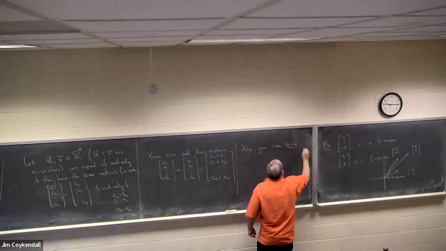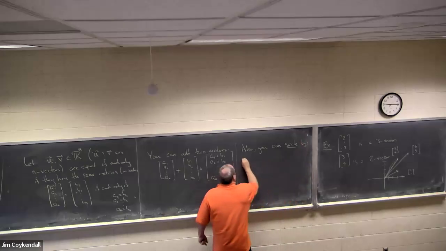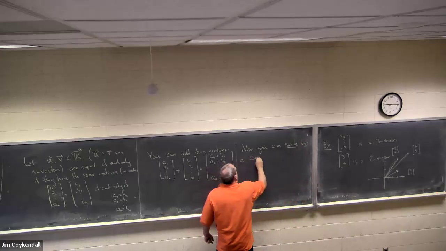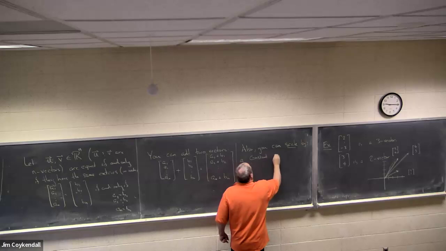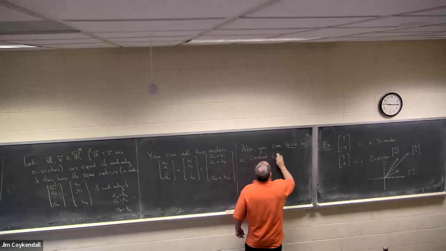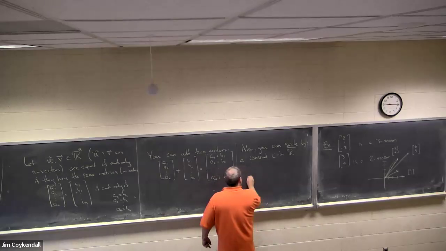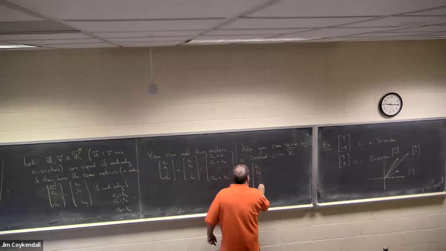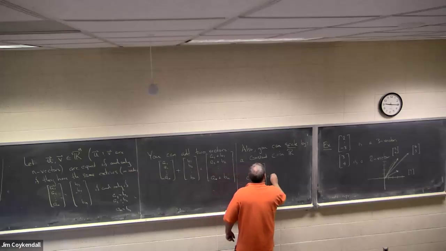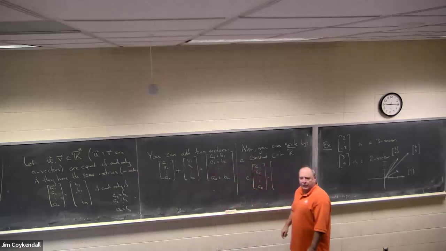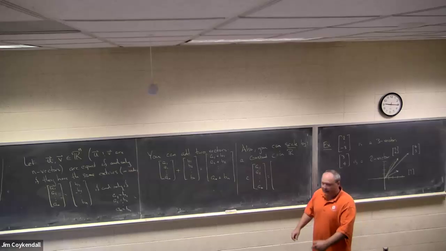You can also scale by a constant C, where C is in the reals. Remember, that simply means a real number. So in other words, if you multiply a constant times A1, A2, up to AN, it just stretches all the components or contracts them by C.